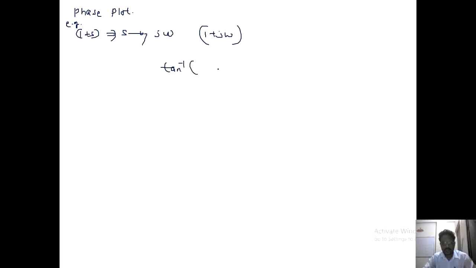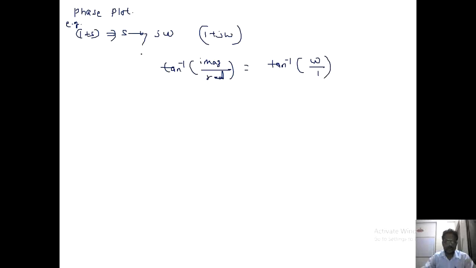So suppose your pole is 1 plus s. This is just an example. Suppose the pole is 1 plus s, replace your s by j omega. So your pole will be 1 plus j omega, and the formula is tan inverse of imaginary part by real part. Imaginary part is the coefficient of j, so imaginary part is omega, real part is 1.